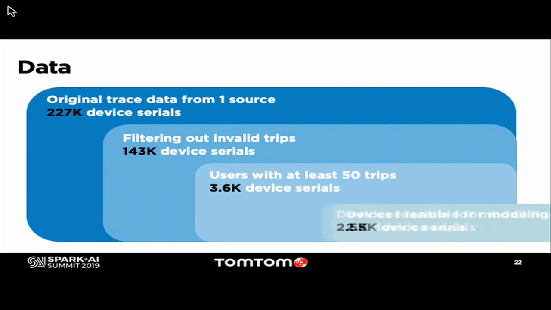Then another trim is the device serials that were feasible for modeling, which is 2.5K, which means that these users have more than one favorite destination that they go to. Some users go to a lot of different places, so they don't have favorite locations. Think of taxi drivers, for example. And other users go to the same place with this app. So we can model, but it doesn't really make sense, right?